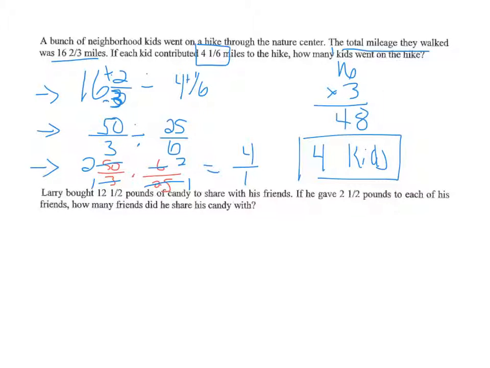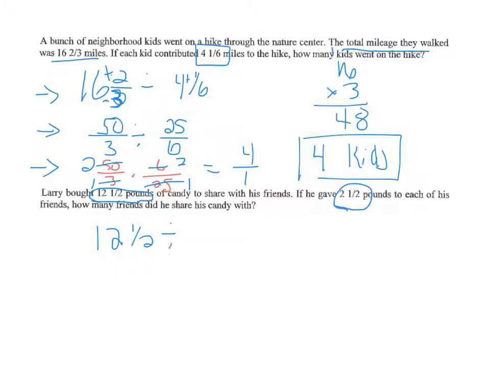All right, Larry bought 12 and 1/2 pounds of candy to share with his friends. This is the total amount that he has. He gave each 2.5 pounds to his friends. That's a heck of a lot of candy. So how many friends could he have? Well, clearly they only like him for his candy, because that's a lot.